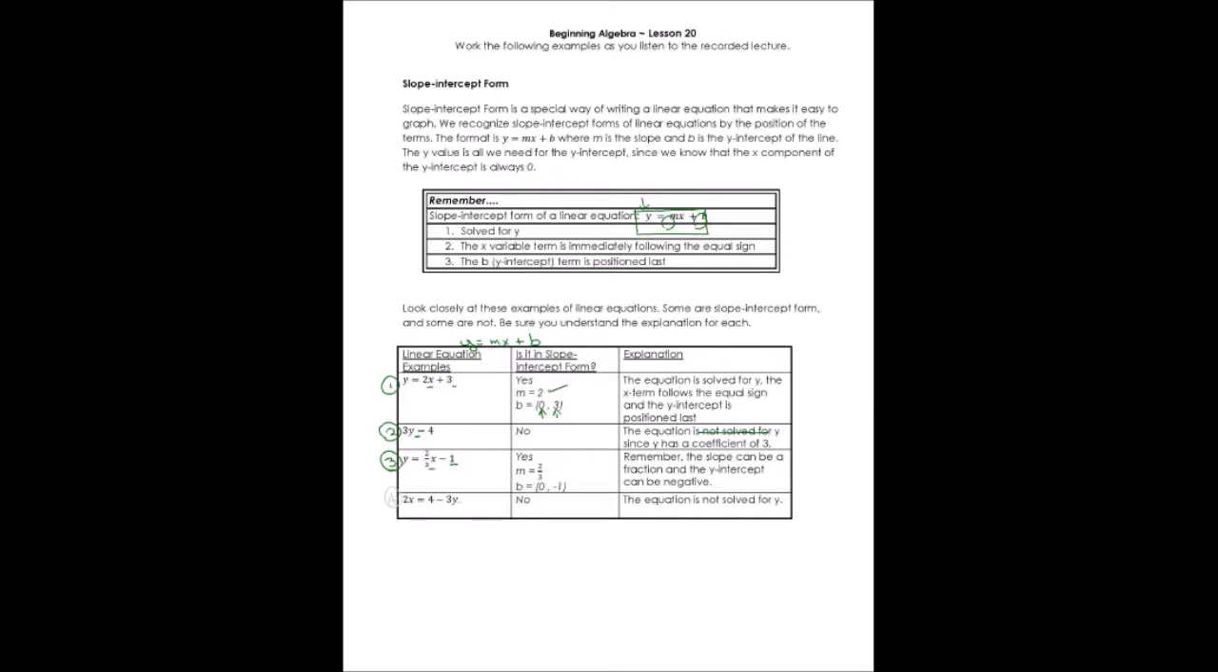Next, let's look at the fourth example: 2x equals 4 minus 3y. By this time you're recognizing the equation is not in the right format because it is not solved for y. It doesn't say we couldn't get the equation in that format, but it would be a little more difficult to solve this equation for y.